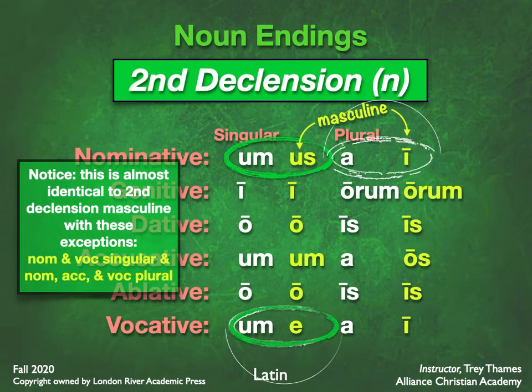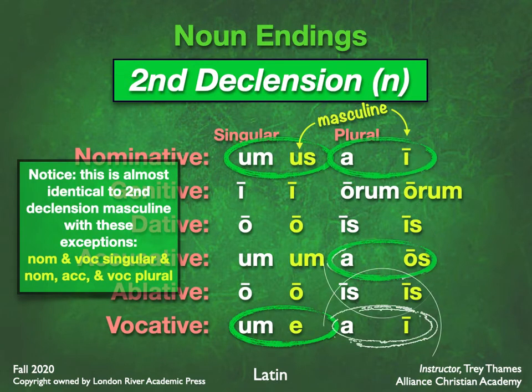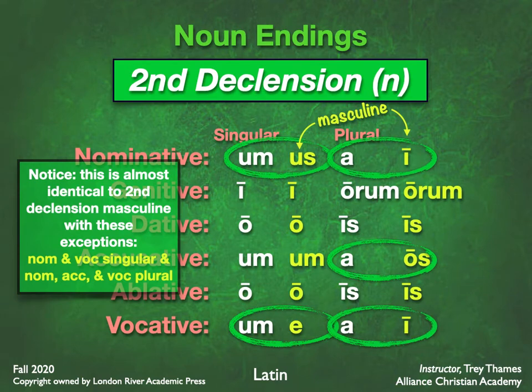Notice there's your second declension masculine: us, e, i, o, o, um, orum, is, os, e. Notice how they're almost identical. You can see how it's almost identical. There are a couple of differences, and I've circled them here with green circles. Nominative singular, you start off with um instead of us.